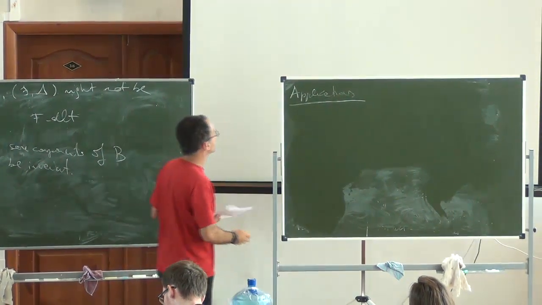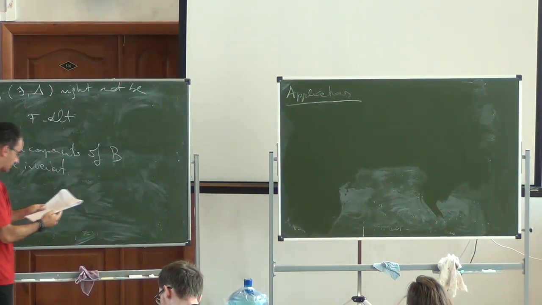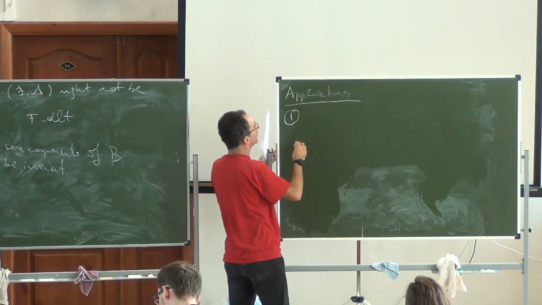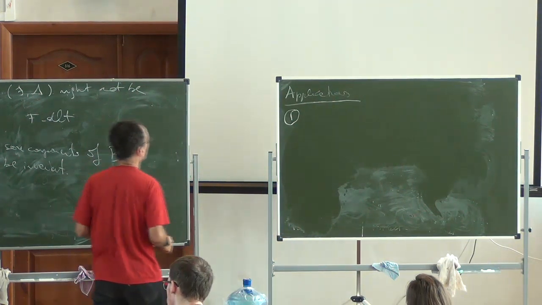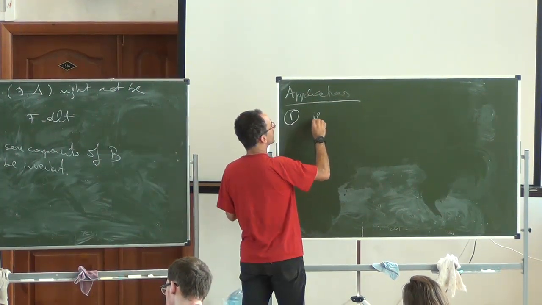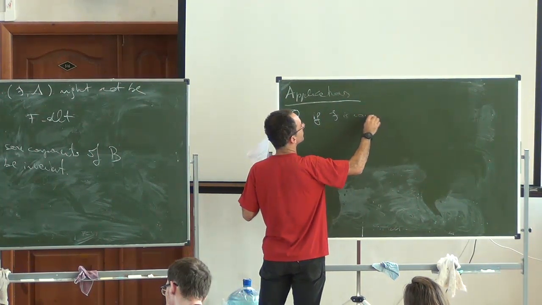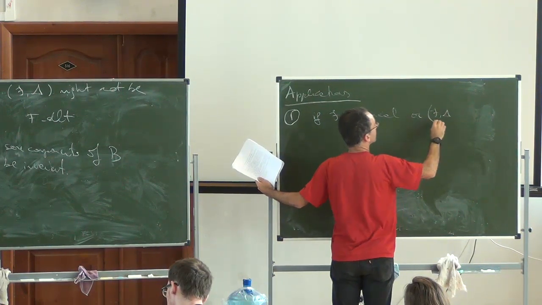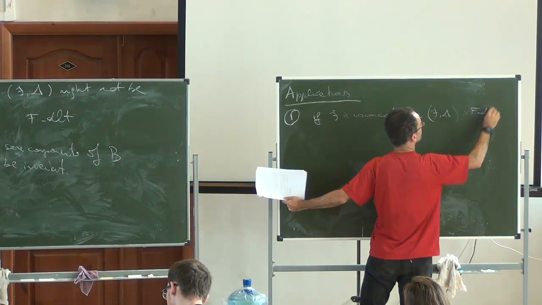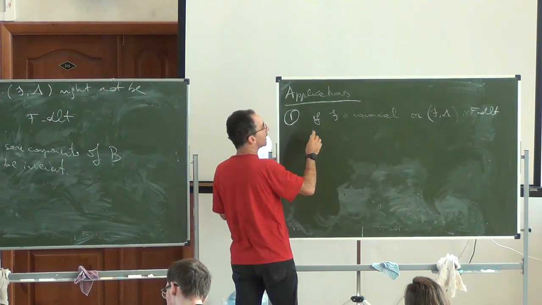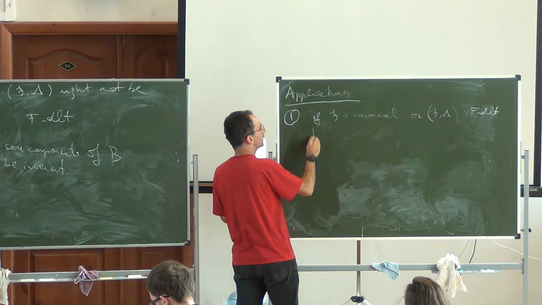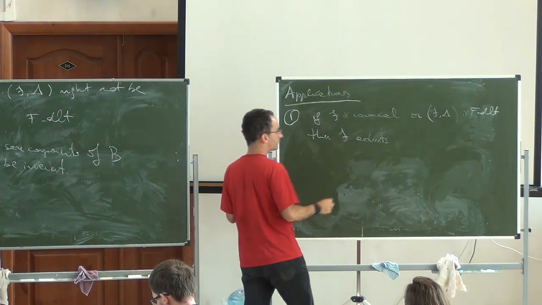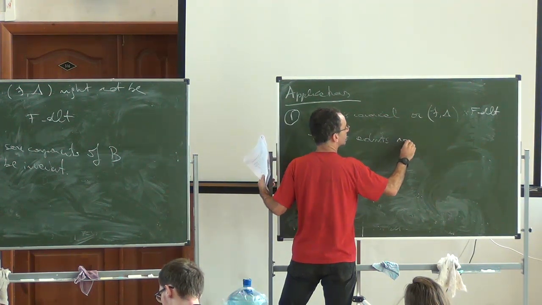So maybe let me start from the last one, sorry. It's completely independent from the minimal model program. Namely, if F is canonical, or (F, delta) is F-dlt, then, if one of these properties holds, F only admits non-dicritical singularities.